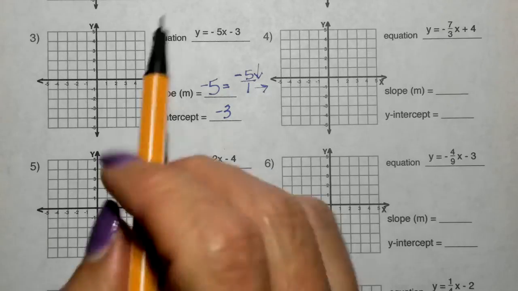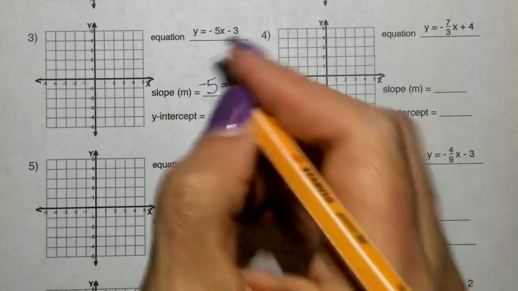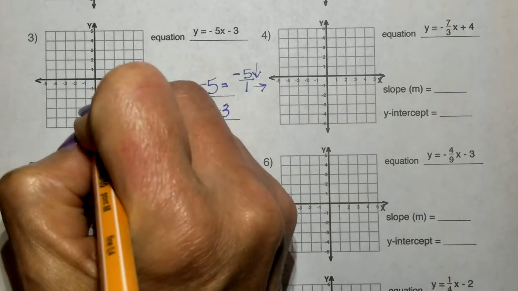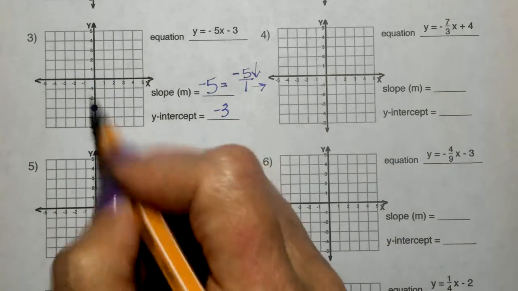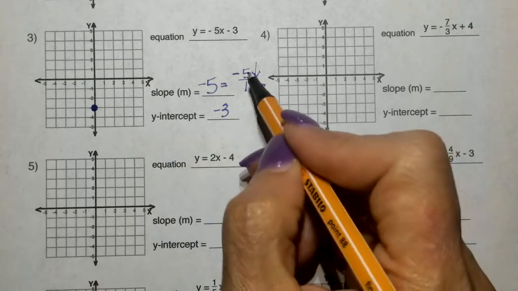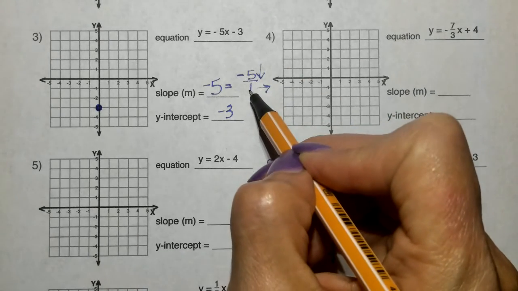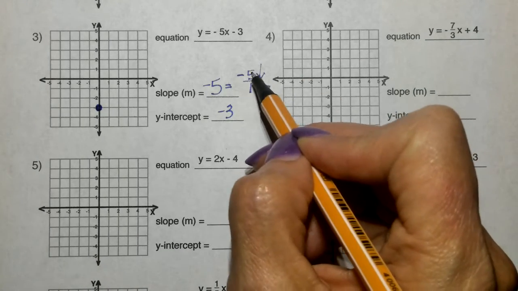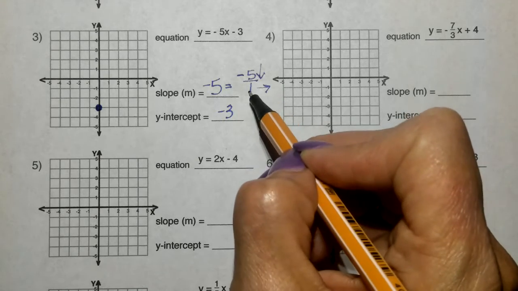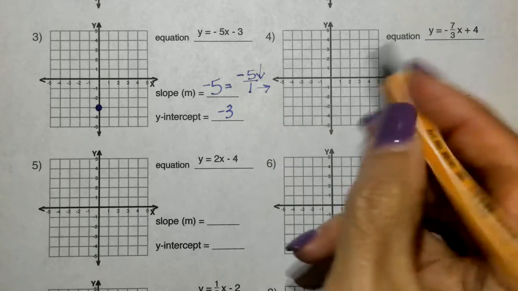So this one's going to be a little bit harder to get on the graph. So we're going to talk a little bit about how we can make this work. So negative 3 is here. Now I don't have enough room to go down 5. So here's what I can do. I can actually take this negative and put it down here. Remember, negative 5 over 1 is the same thing as 5 over negative 1. It doesn't change the value.